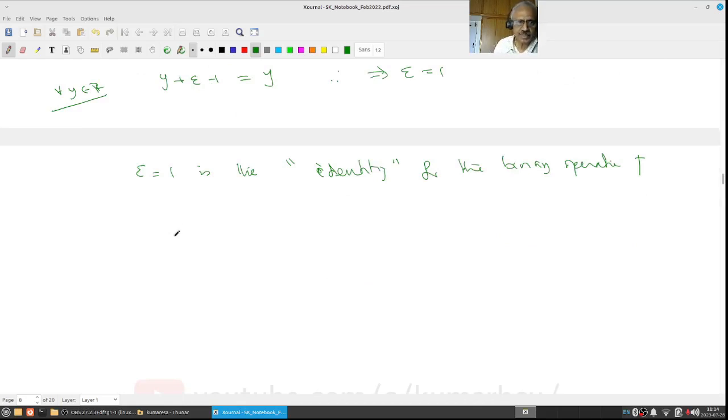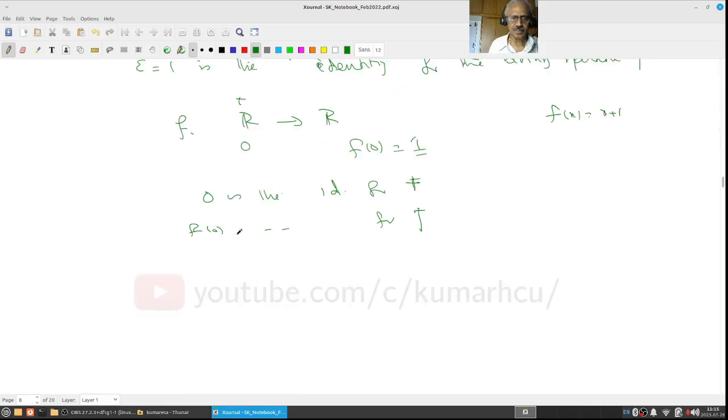Notice that if we look at f from R to R, here with respect to the standard operation, I know 0 is the additive identity. What is f of 0? Remember, f of x is x plus 1, therefore f of 0 is 1. Therefore, 0 is the identity for ordinary addition, and f of 0 is the identity for this operation, the dagger. You understand that? f of 0 equal to 1.